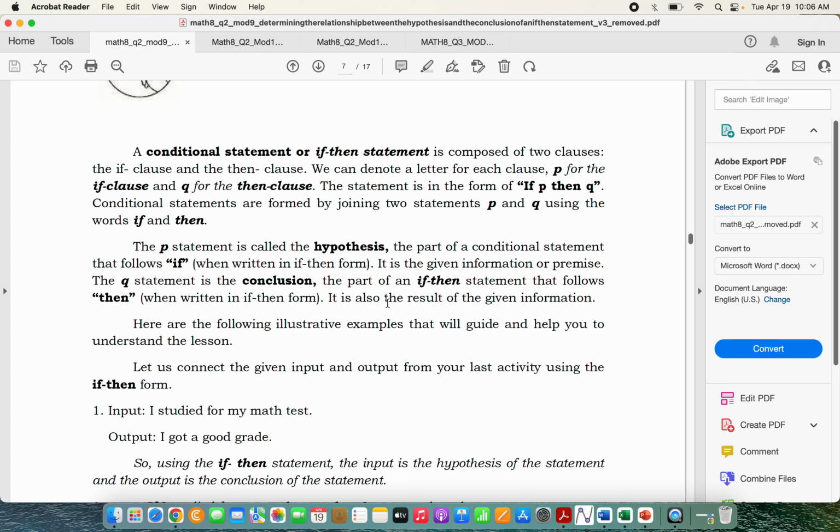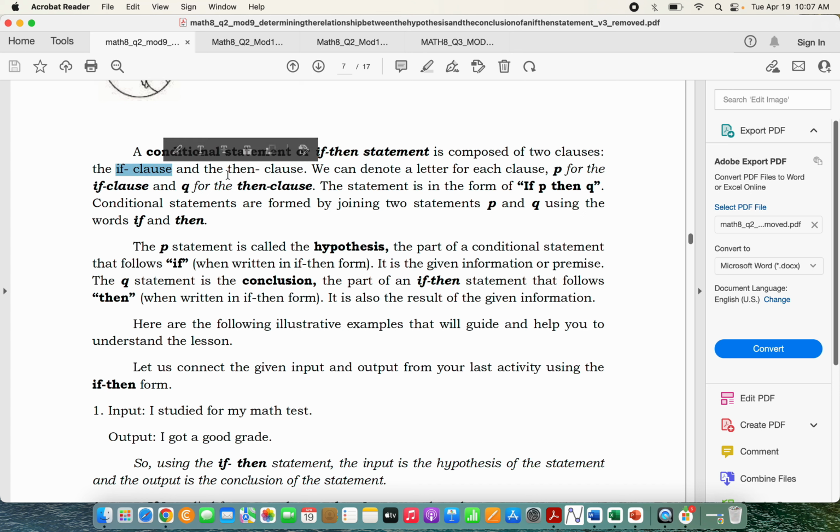So when we say conditional statement, class, a conditional statement, or it is also known as the if-then statement. So kapag sinabi natin conditional statement, tinatawag din siya na if-then statement. And it is composed of two clauses. We have the if clause, okay, as you can see there, and then the then clause.